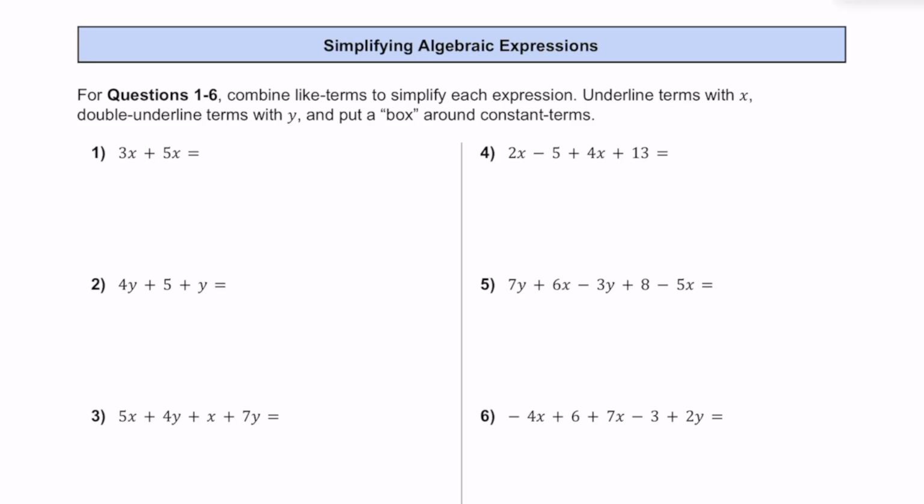Let's practice simplifying algebraic expressions together. So in these first set of 6 problems, we're going to go ahead and combine some like terms. We're going to make sure that we underline terms with x. So I'm going to just draw an underline. I'm going to use this green color.